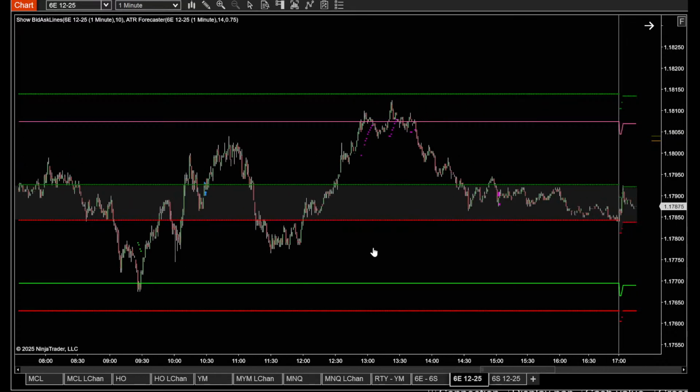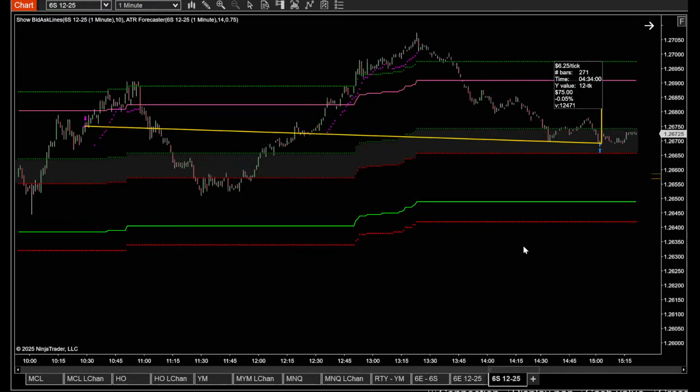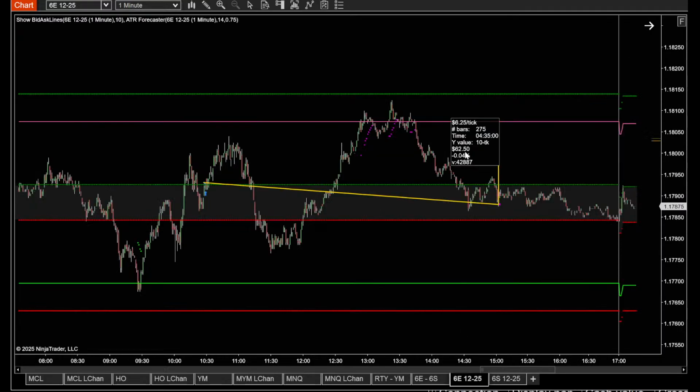So the 6E now, I went long here and I went short here for a loss of 62.50. One of them we gained 75 on the 6S, so it was up about 75 bucks on that short. On the long, I was down 62.50. So it was only about a $7, $8 gain. And that's what it was.